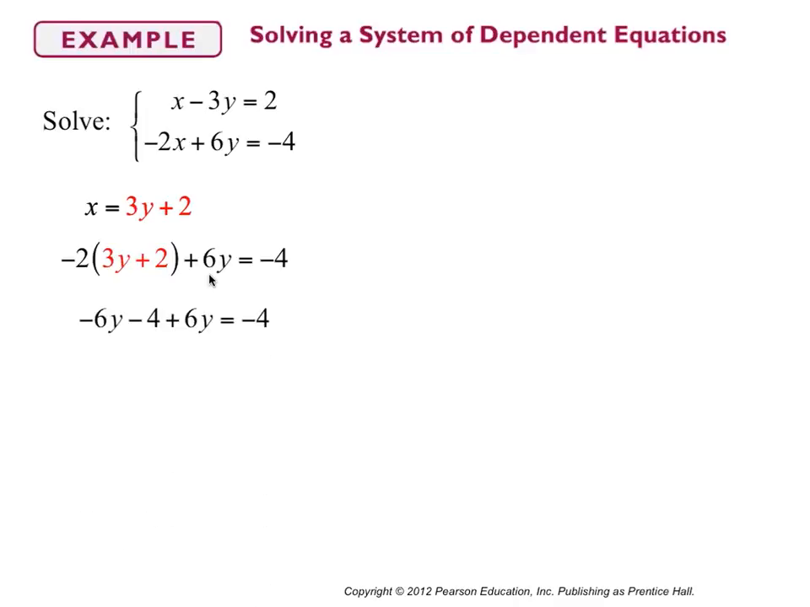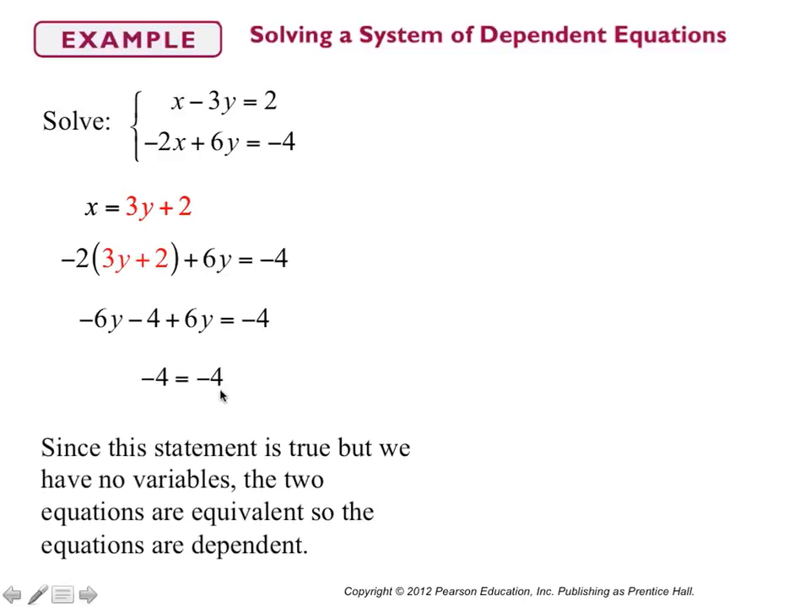Okay, so hopefully when you distributed, you got negative 6y minus 4 plus 6y equals negative 4. And then the negative 6y and the positive 6y, those just become 0. So you get negative 4 equals negative 4. Now we know that this statement, unlike the last one that we had found, is actually true, but we don't have any variables. So what we say is that the two equations are equivalent, so the equations are dependent.